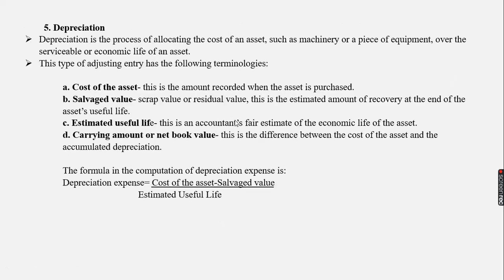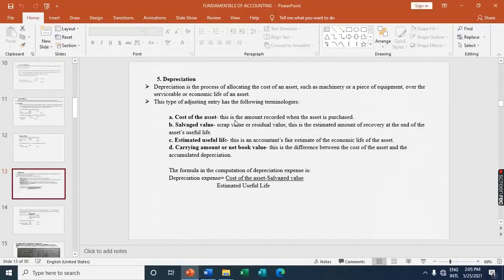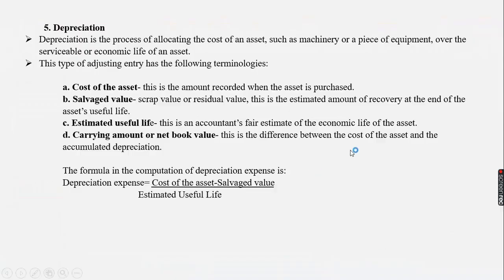For depreciation, what is depreciation? Depreciation is the process of allocating the cost of an asset such as machinery or a piece of equipment over the serviceable or economic life of an asset. All assets except land and jewelries depreciate. Buildings and vehicles depreciate. The amount depreciates. As time goes by, the asset loses value, right?